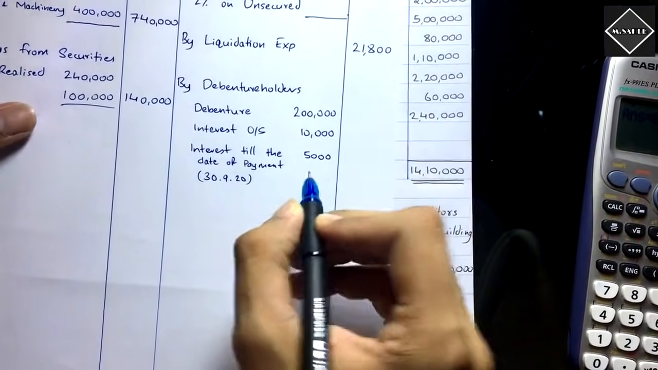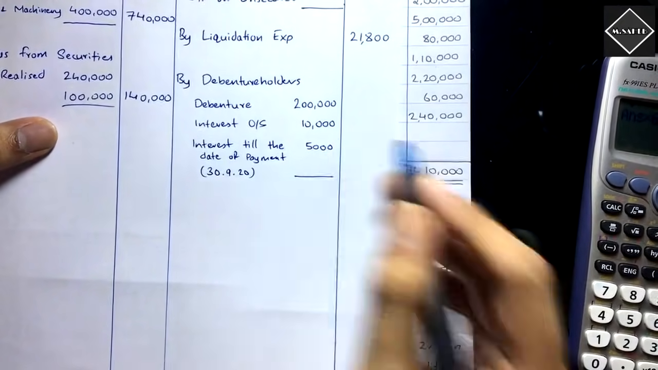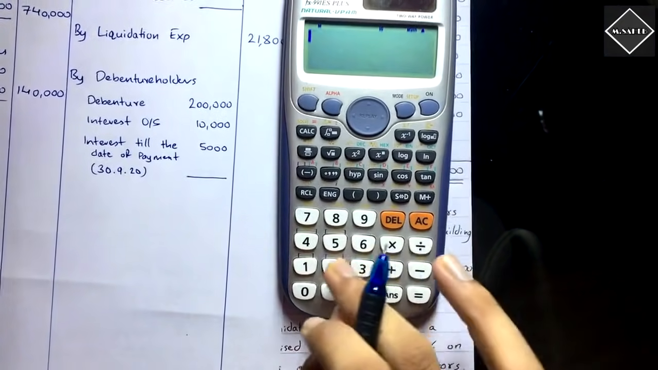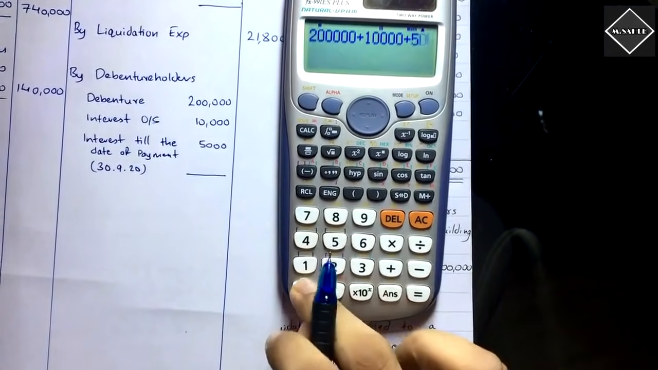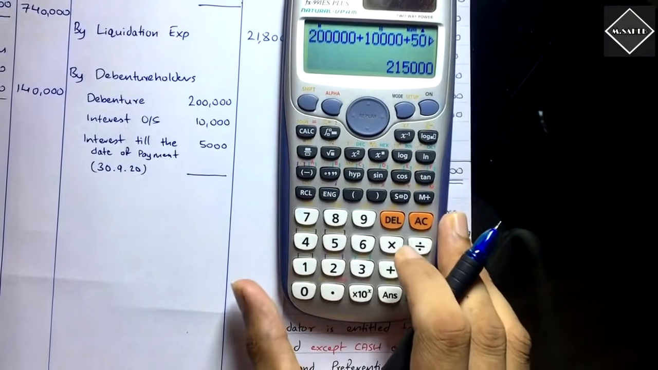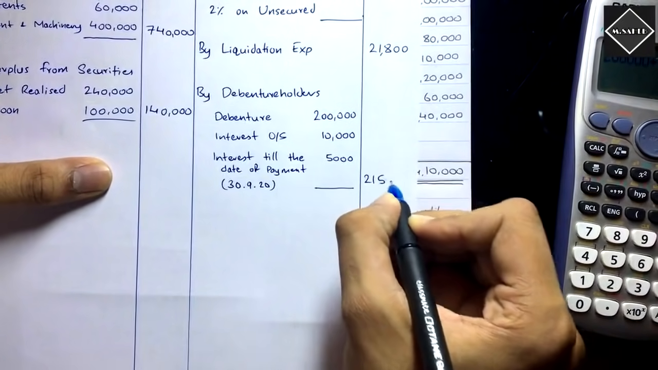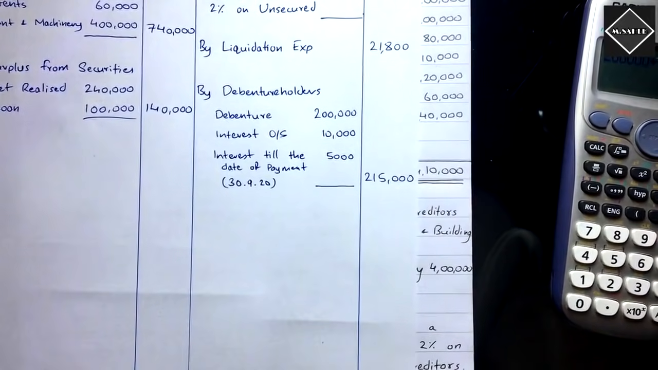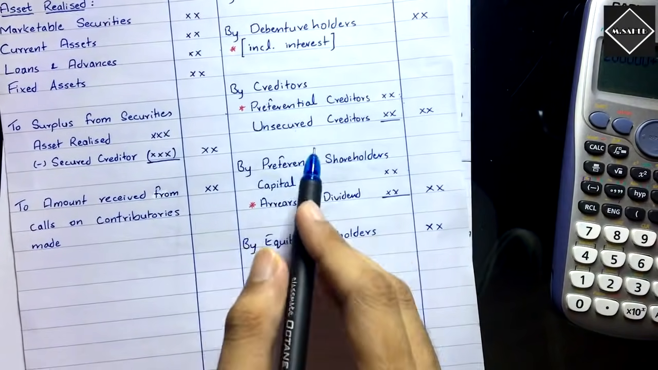Fine. Add it all up. See here, that is 2 lakh plus 10 plus 5. It's simple, 2,15,000, isn't it? 2 lakh plus 10,000 plus 5,000 is equal to 2,15,000, the total payment that you're going to make to debenture holders. Fine. Then what do you do? After payment of debenture holders, you pay to the creditors, the preferential and the unsecured.